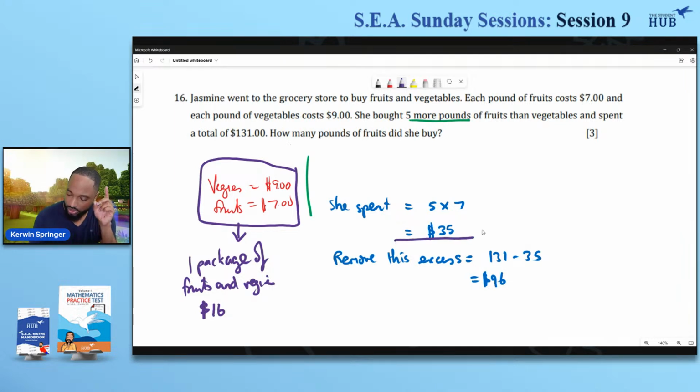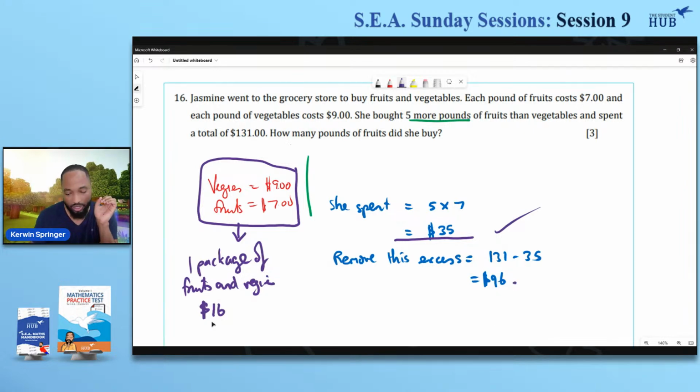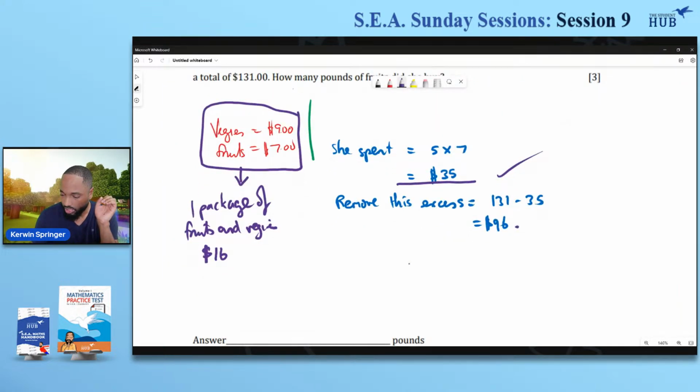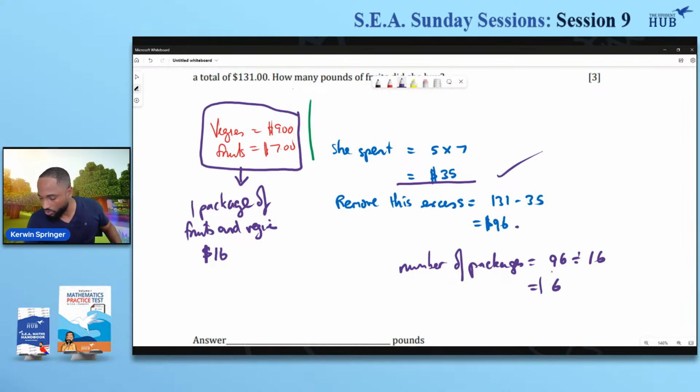And I removed my excess fruits. So now I have an equal amount of packages, $96 worth of them. So the number of packages would be 96 divided by 16, which is 6. No, 6 pounds. Right? The dollars cancel, it's pounds. 96 divided by 16. $96 worth of fruit and vegetable packages, and each one costs $16, so I have 6 pounds worth.